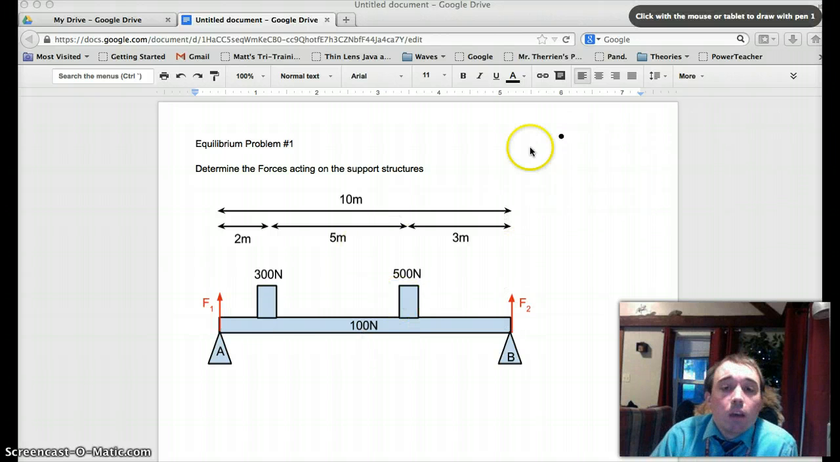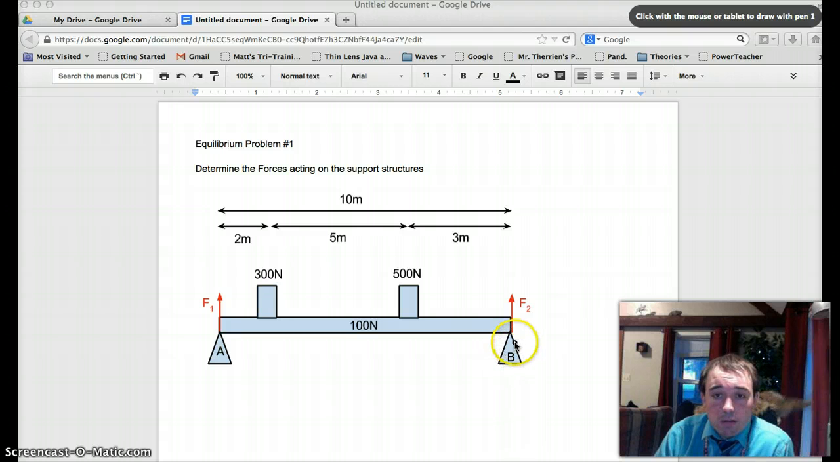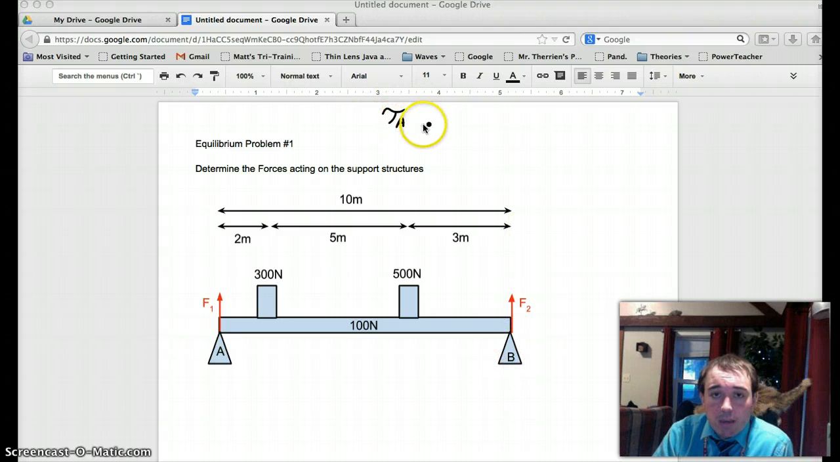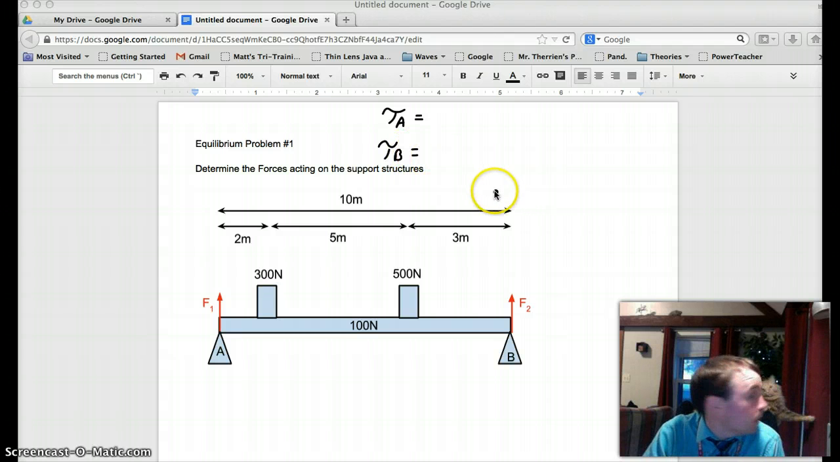We know that the total torque has to equal 0, and remember from class that when we're dealing with the torque, we want to look at the torque from object A independently from the torque of object B, but ultimately we're going to end up adding them together. Torque A plus torque B.